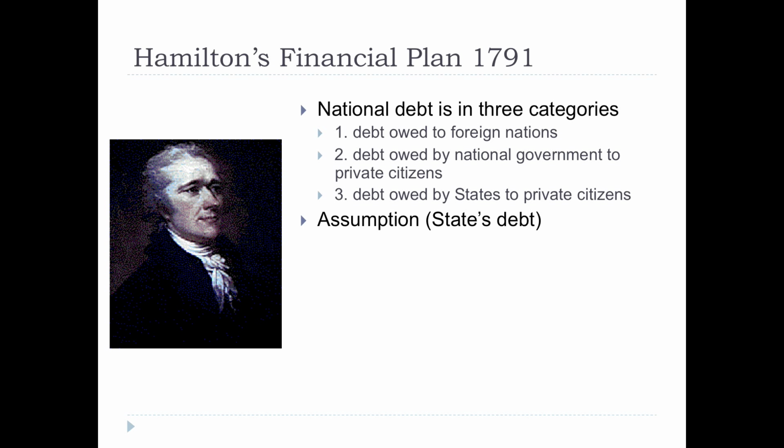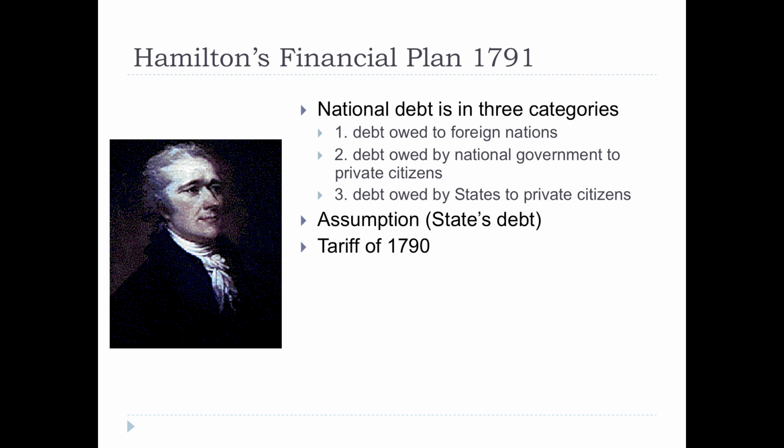Because, assumption, you might be wondering, why is this so controversial? Well, it's controversial because, again, the southern states are starting to become more and more states' rights. And they're afraid that if you allow the federal government to control all the debt, it's going to actually make the federal government more powerful. And the states will have to support this federal government because it's now in debt. And that's something that the Southerners just didn't want to do. But again, there's going to be a major compromise that's going to be thrown out there.